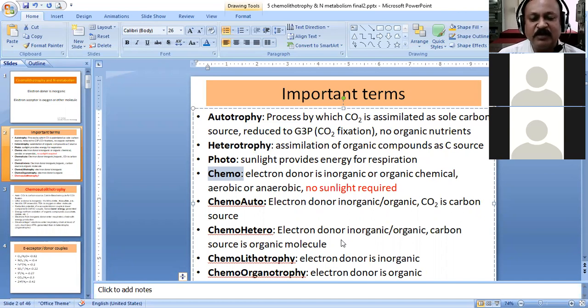And when we use the term chemolithotrophy or chemolithotrophic organisms, these are the organisms which essentially use an inorganic compound as the electron donor. And if it is a chemoorganotrophic organism, then the electron donor is an organic molecule. I hope this is clear to everybody.